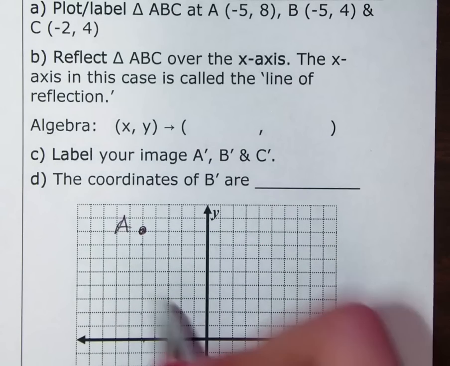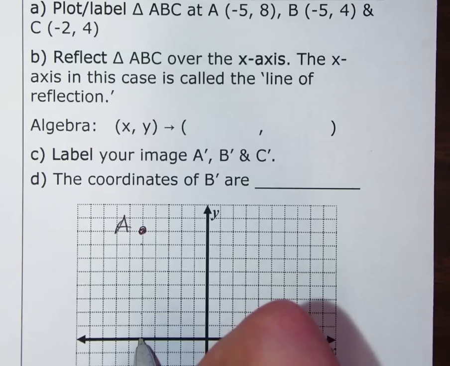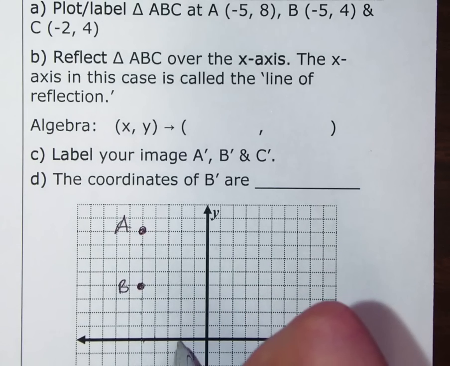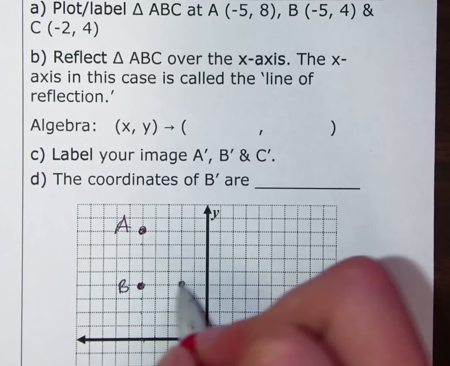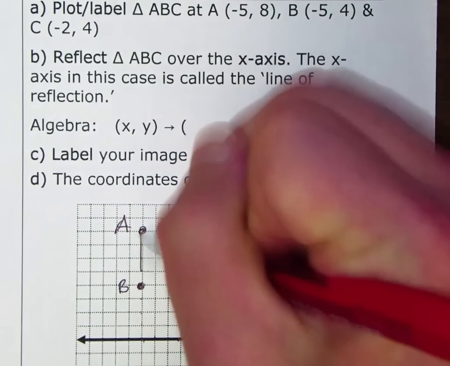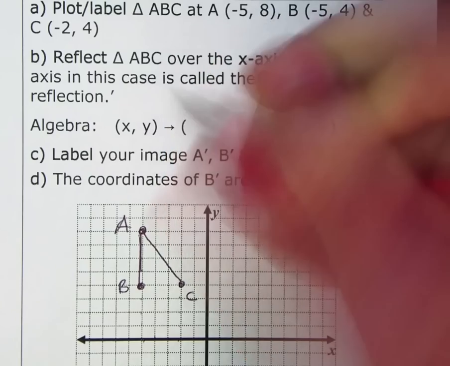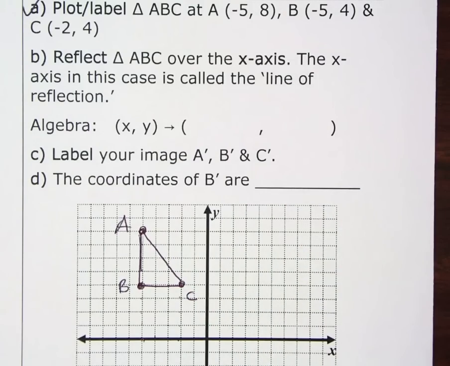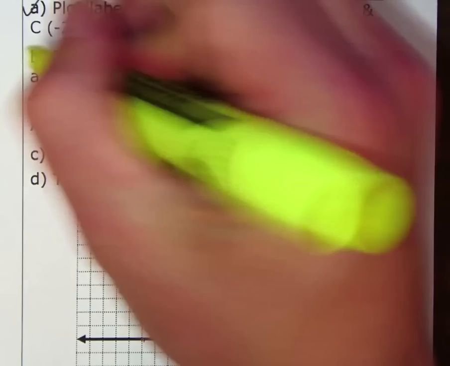It's -5, 8 for A, -5, 1, 2, 3, 4 for B, and -2, 1, 2, 3, 4 for C. That's my pre-image. Okay, I did that. Next up, reflect. So here is our new transformation.